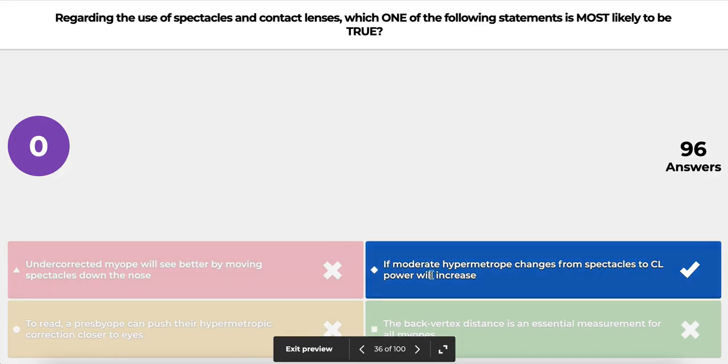What happens when we change from spectacles to contact lenses, or move the lens toward the eye? This will result in a decrease in the effectiveness of the lens, or a decrease in the magnification. In order to compensate for this decrease in magnification, we need to increase the power. That makes B the right answer. The back vertex distance is not an essential measurement for all myopes, but it is used for high myopia.